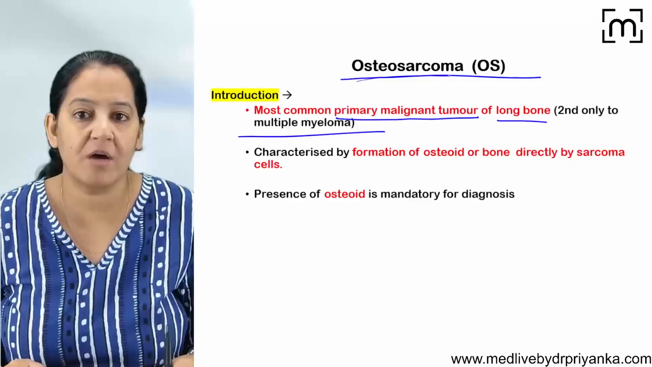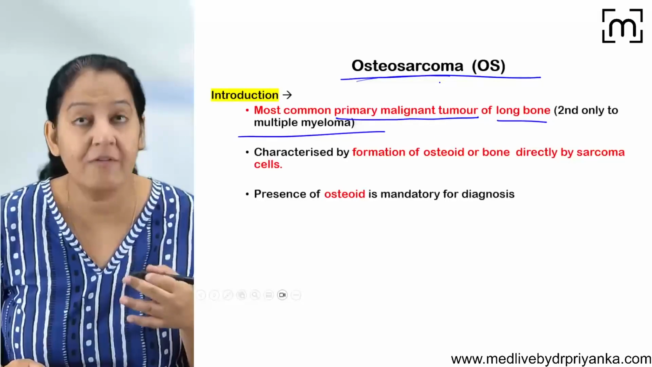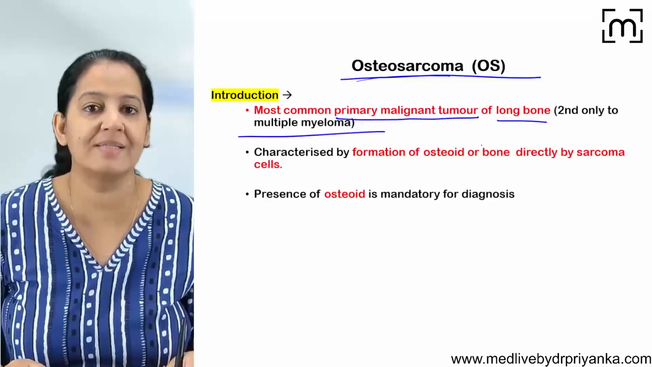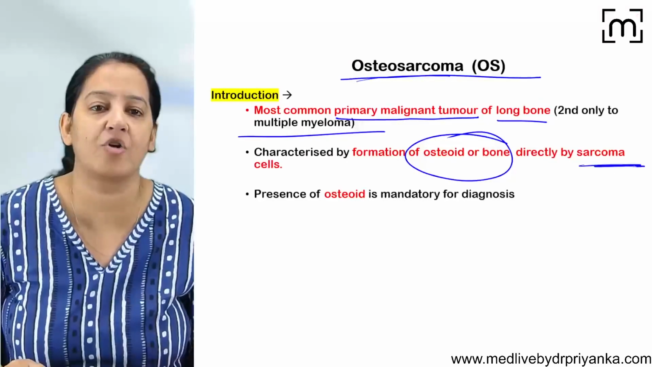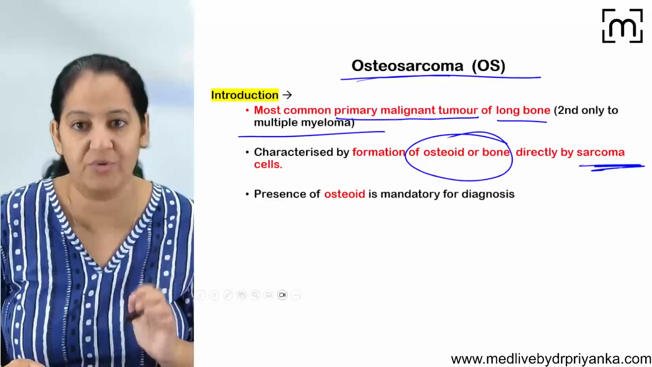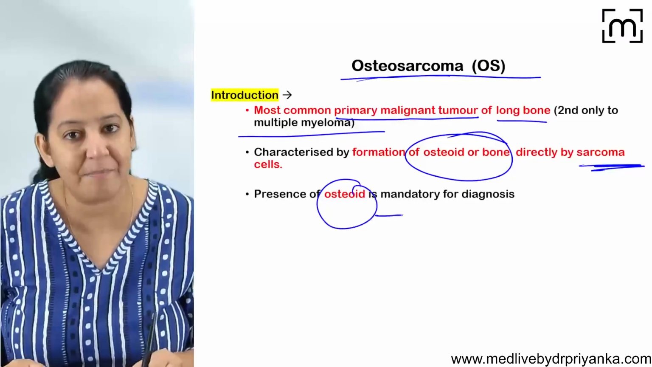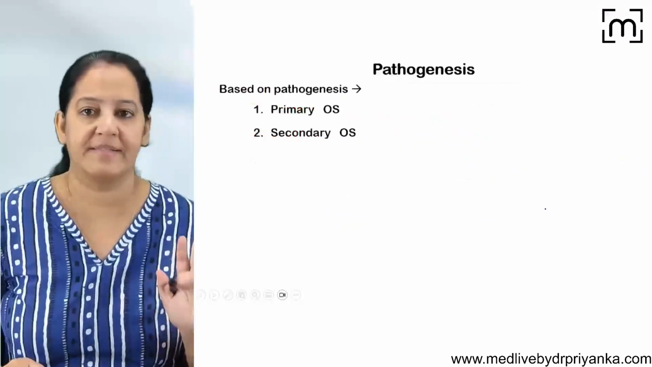Why is it known as osteosarcoma? Here the tumor cells form the bone. The tumor cells are forming the bone. That's why it's osteoid in nature. Here the sarcoma cells are synthesizing the bone. I will show you the diagram. Presence of osteoid is mandatory for diagnosis. So that is the introduction.